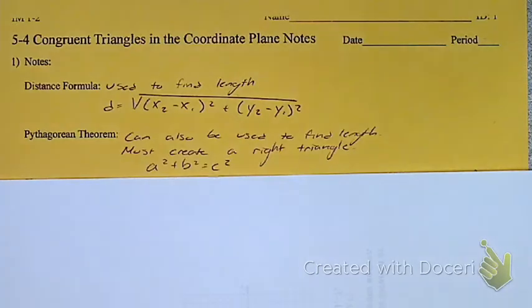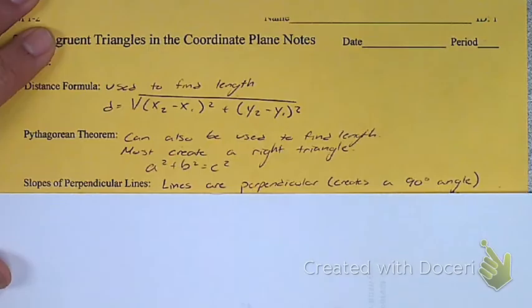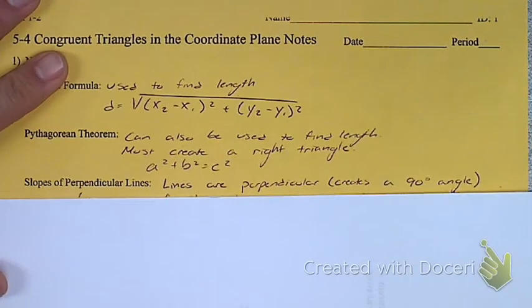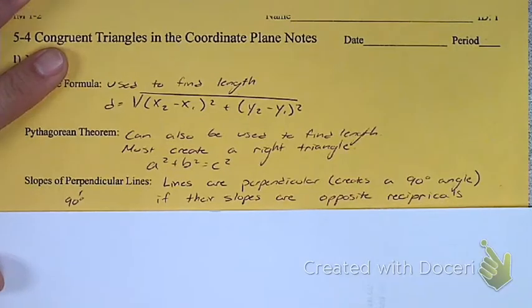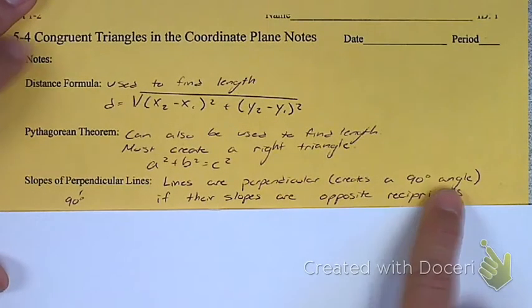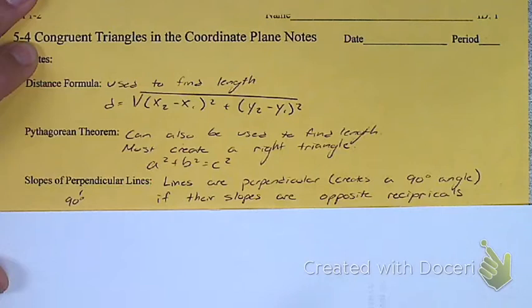So, a couple of reminders. To solve for the length of a side, it's the distance formula or the Pythagorean theorem. We've covered those too. Now, there's a way to solve for an angle on a coordinate plane, but only if it's a right angle. And that's what happens if you have perpendicular lines. Perpendicular means that they cross at a 90-degree angle. So, lines are perpendicular, they create 90-degree angles, if their slopes are opposite reciprocals.